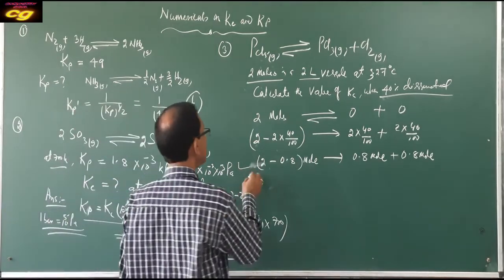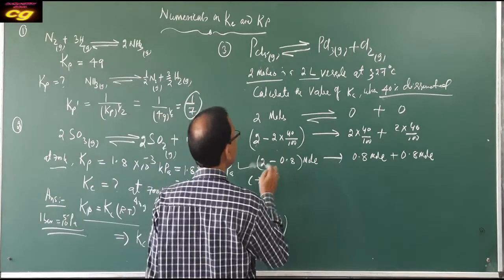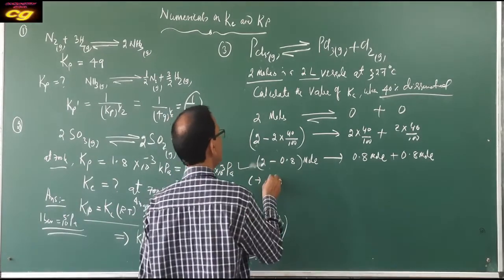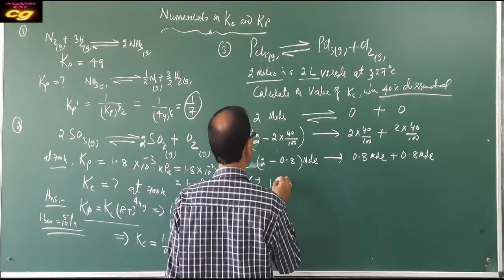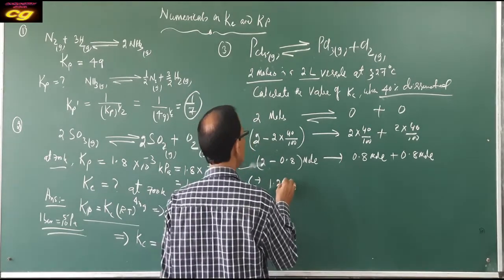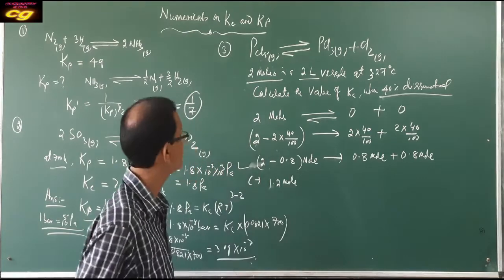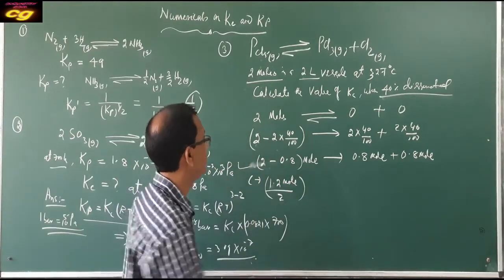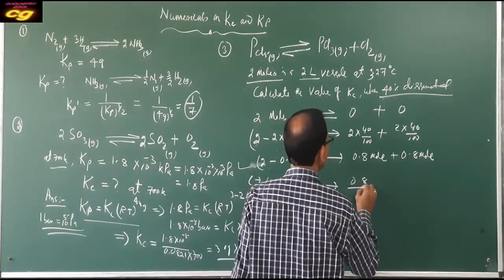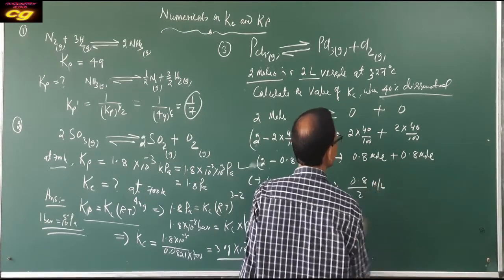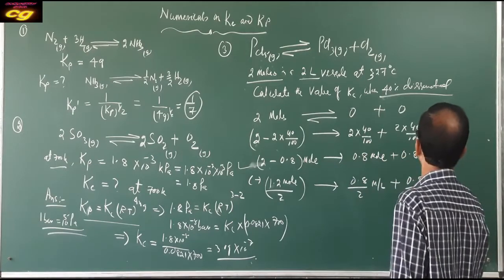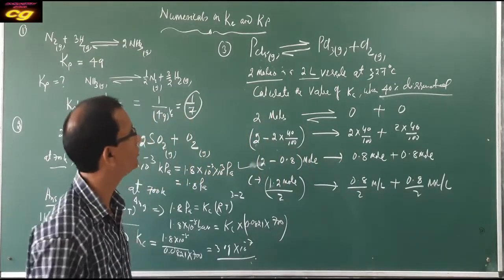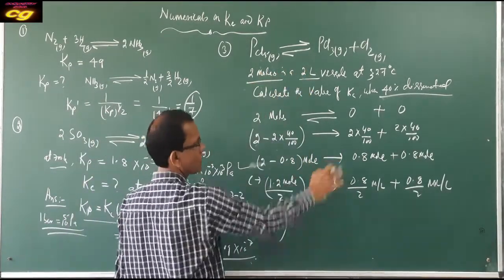Then what is the concentration? The value will be 2 minus 0.8 that is left, that is 1.2 moles. And what is the concentration? In a 2 liter vessel, that is divided by 2, the volume, so concentration in moles per liter. Here the product is 0.8 by 2 moles per liter. Here also 0.8 by 2 moles per liter. Both will be like this, because we are converting to concentration, with volume given and number of moles calculated.